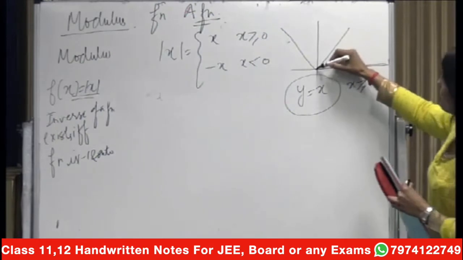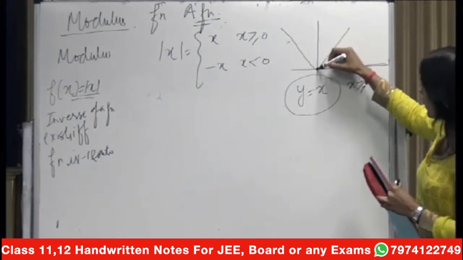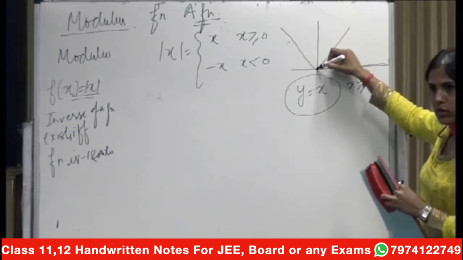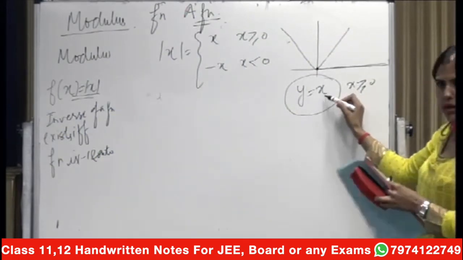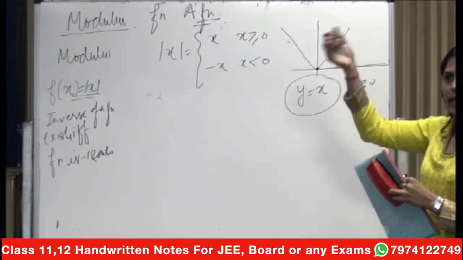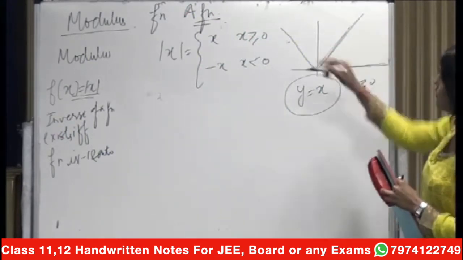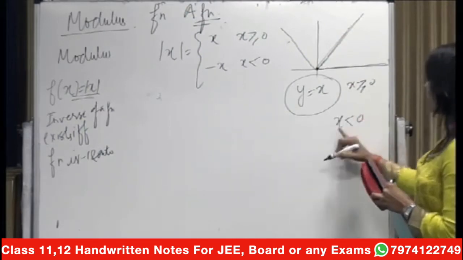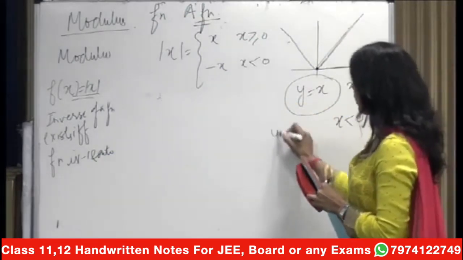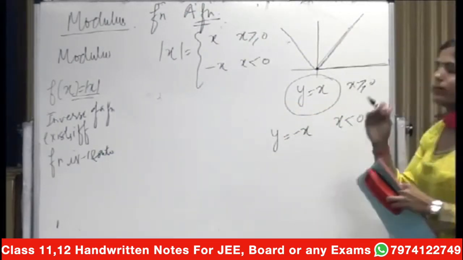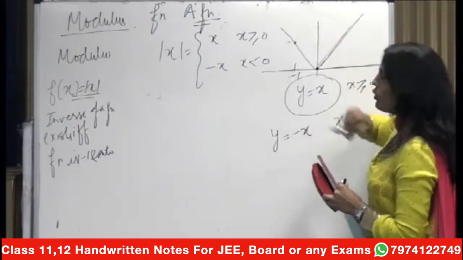Because this is linear, this is a line. So your line will start from here. Here the value is 0, and at 1 the value will be 1, at 2 it will be 2, at 3 it will be 3. So it will be a line. Now consider the negative numbers. For x less than 0, values will be minus x. So for minus 1, the value will be 1. This will be the point.